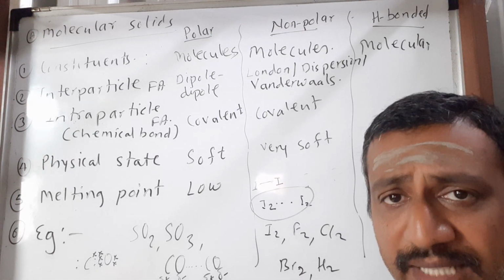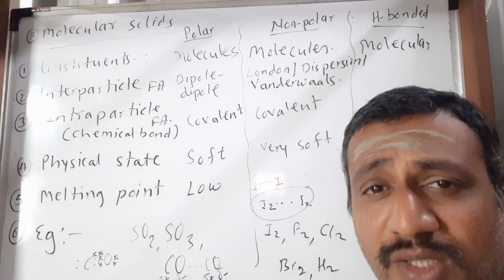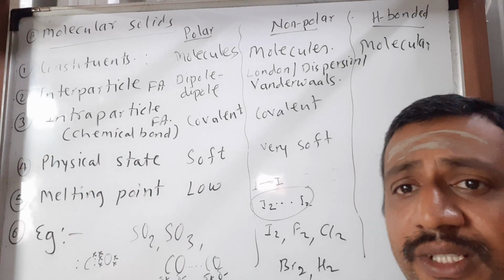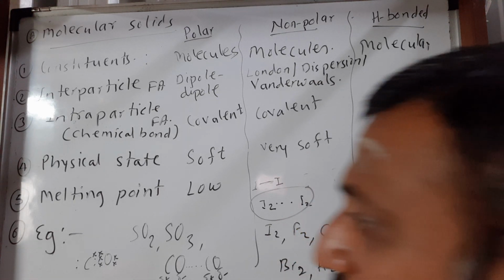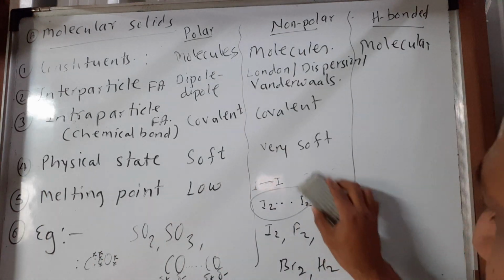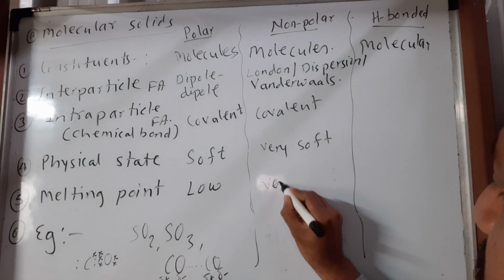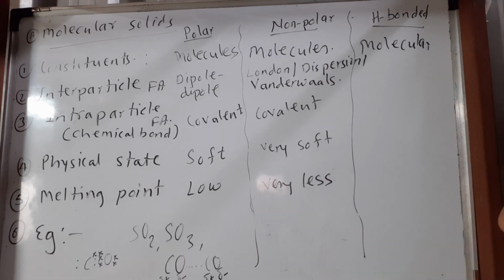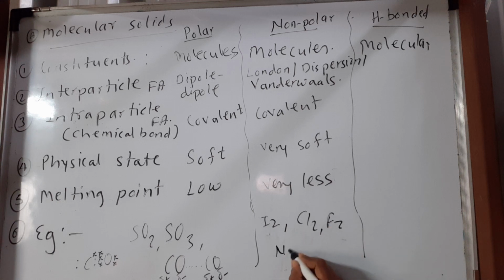Naturally, hydrogen and chlorine want to be gasified. So that's why they are very soft. In solid state they are very soft, and their melting points are very low. I gave examples here: I2, Cl2, F2, N2, O2. In solid state, of course, we are talking about the solids.